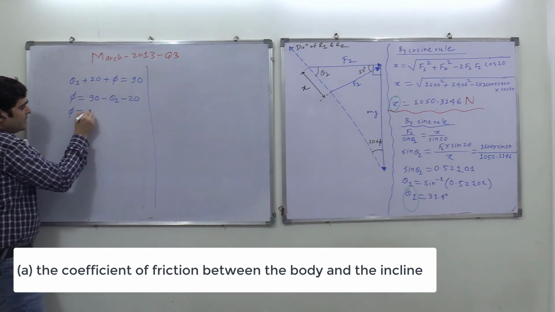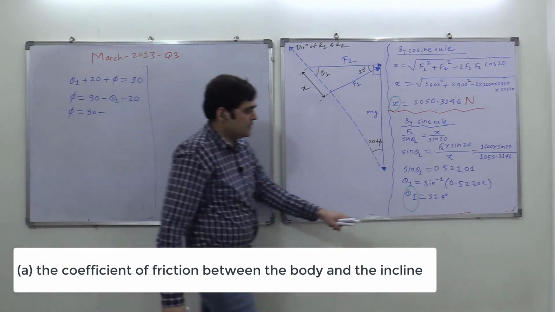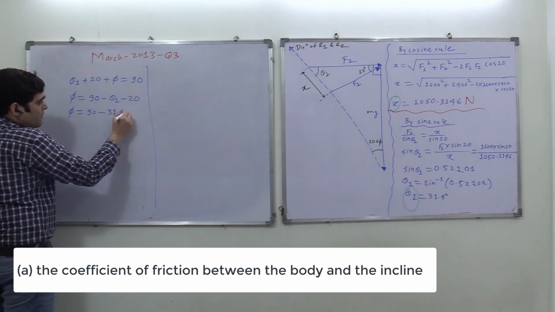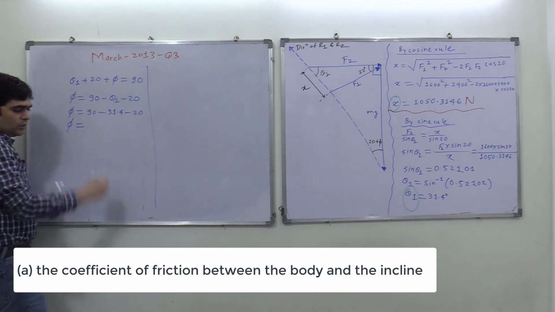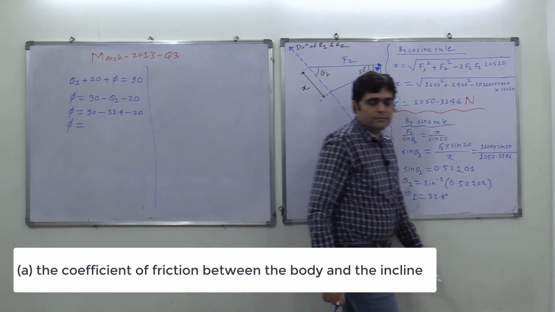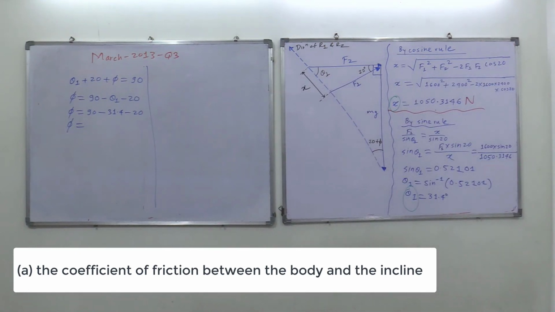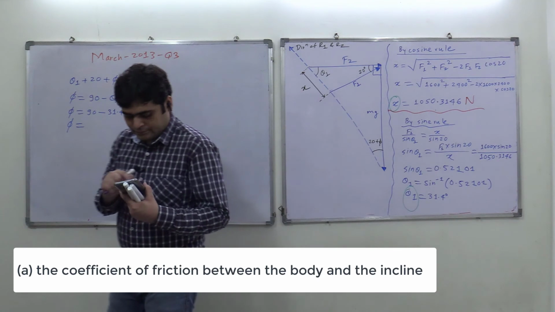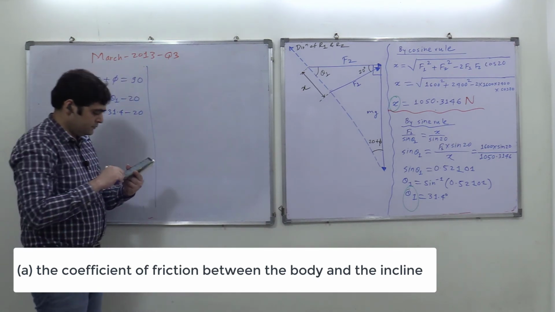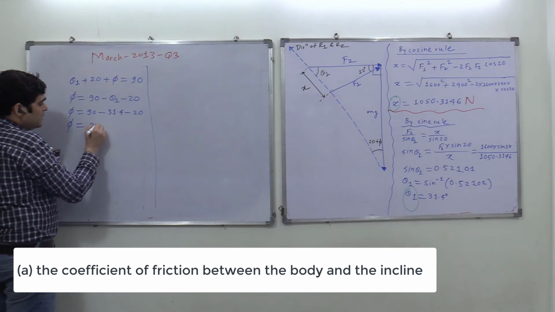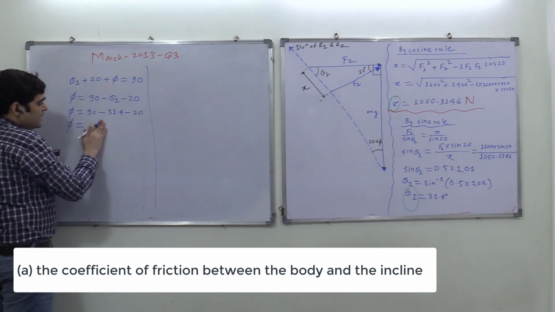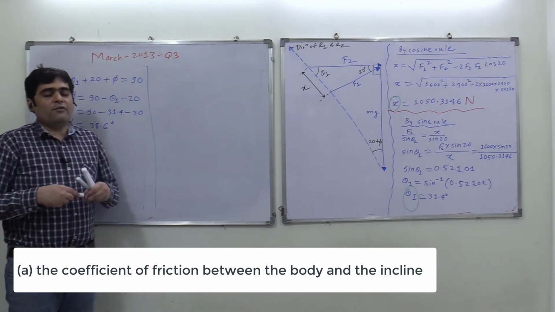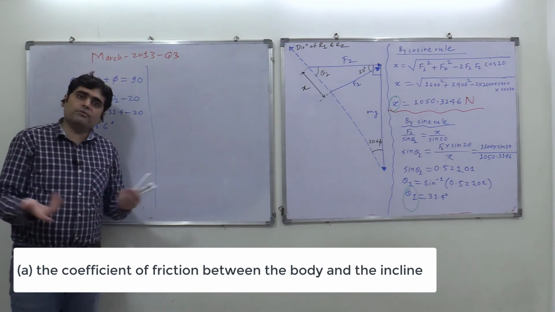So 5 is 90 minus theta 1, which we calculated as 31.4, minus 20. Everyone, please do the calculation and tell me the value of 5. Okay, how much are we getting? 38.6. So why did we calculate 5? From 5 we will get mu.